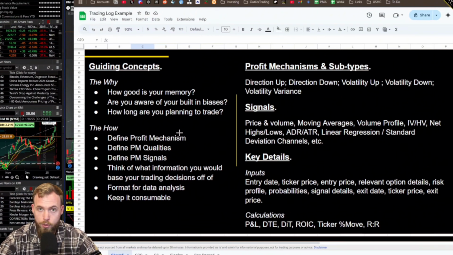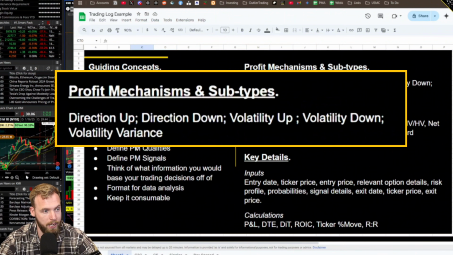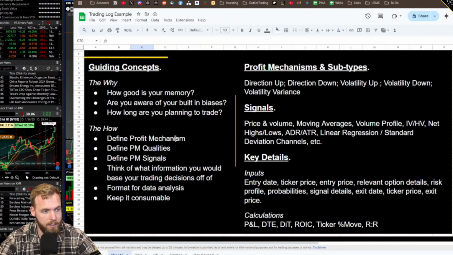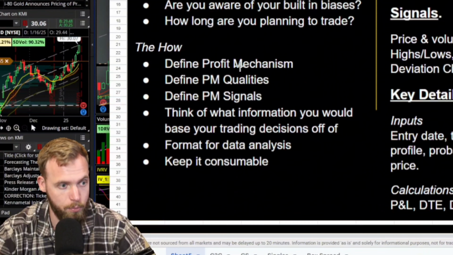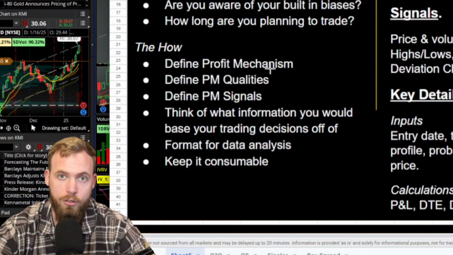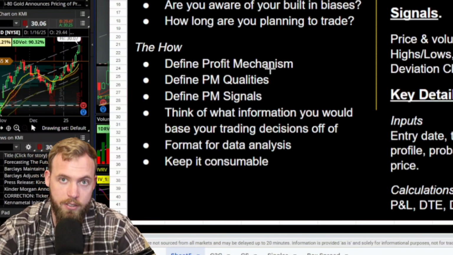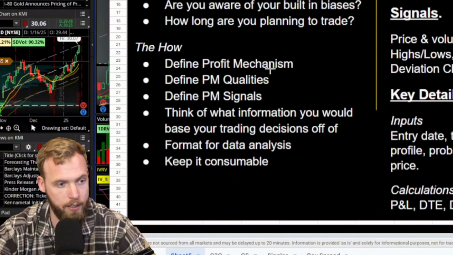But based on those, you will be familiar with things like profit mechanisms, profit mechanism qualities, and profit mechanism signals. Based on the individual strategies and their requisite details pertaining to these topics, I can think of different metrics that will be relevant to the individual thing that I'm trying to track.